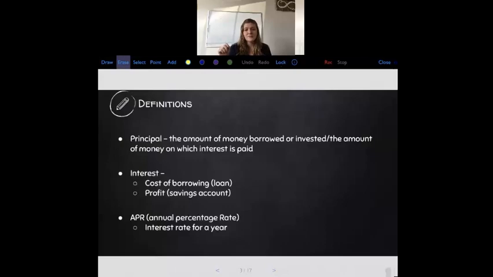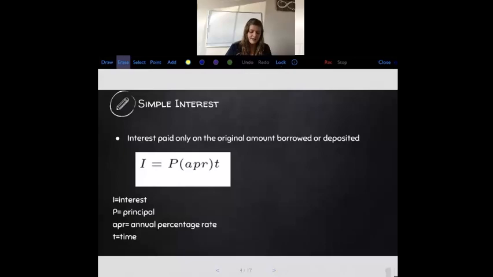APR stands for annual percentage rate, and it's interest for a year period. Simple interest is interest paid only on the original amount borrowed or deposited. I say borrowed or deposited because if it's a loan, it's borrowed. Usually loans don't have simple interest, or a deposit account like a savings account. I stands for interest, P stands for principal, APR stands for annual percentage rate, and we work with this as a decimal when we're doing calculations, and T is the amount of time.